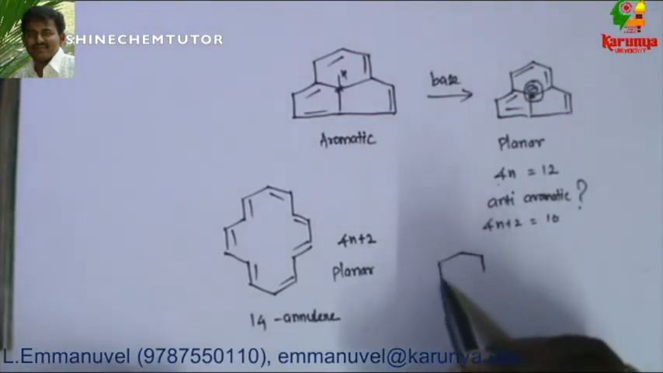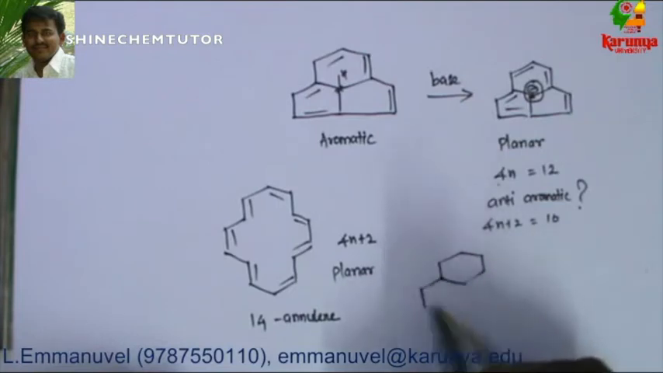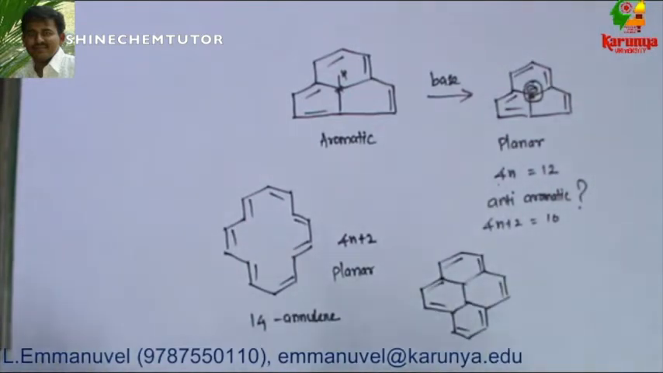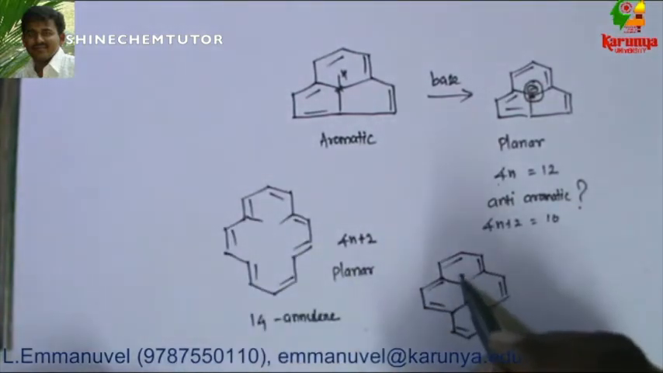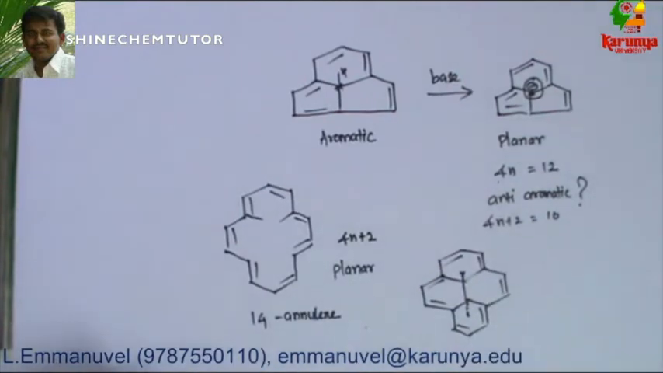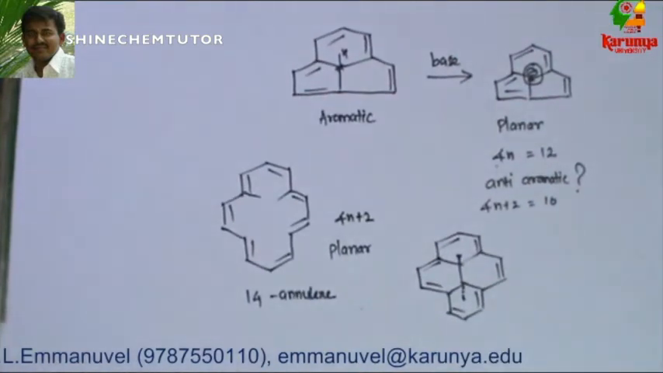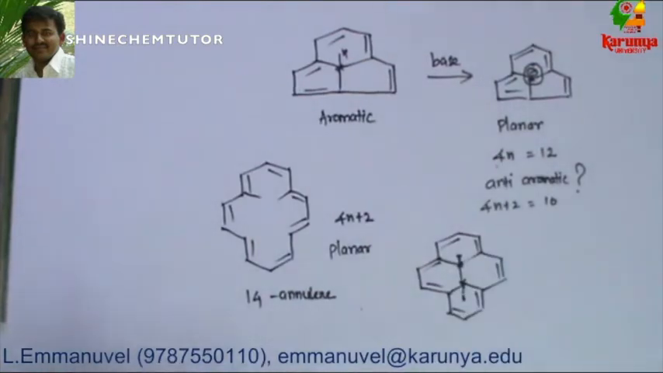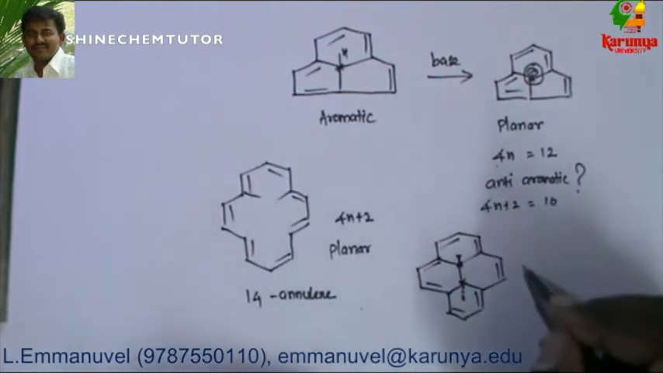Another interesting compound will be this one. It is a modification of the earlier compound. These hydrogens have been connected by a carbon. Now, what about the planarity? This carbon is sp3, so it should not be in a plane, but it is planar enough to have pi orbital overlapping, and it becomes aromatic.